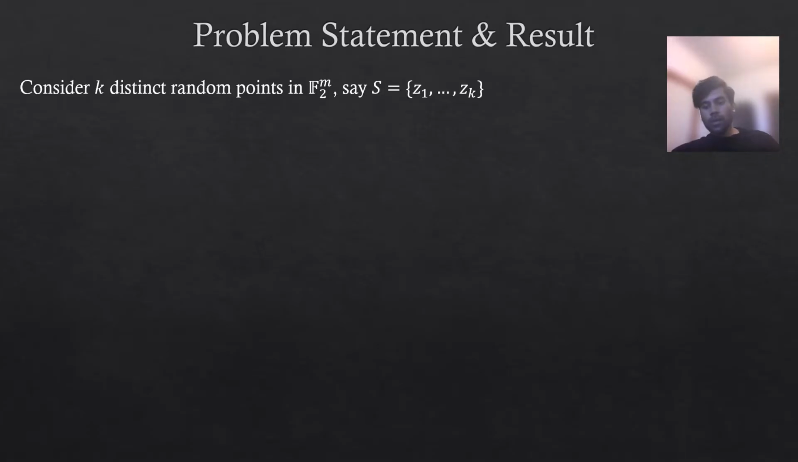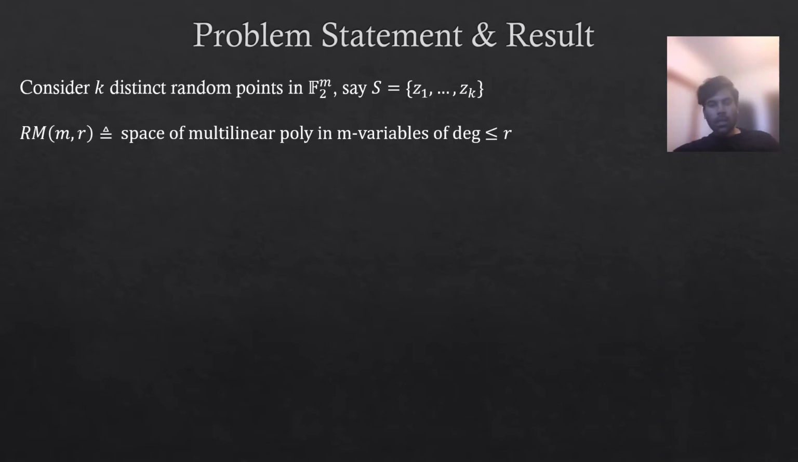We'll be studying a very basic question about the vector space F2 to the M, which is the M-dimensional vector space over F2. So say we throw k random points in F2 to the M, Z1, Z2 up to Zk, and they are distinct. And what we will be interested in analyzing is the behavior of the Reed-Muller RM(M,R) family, which is our favorite family of codes, but formally we are interested in the space of multilinear polynomials in M variables of degree at most r.